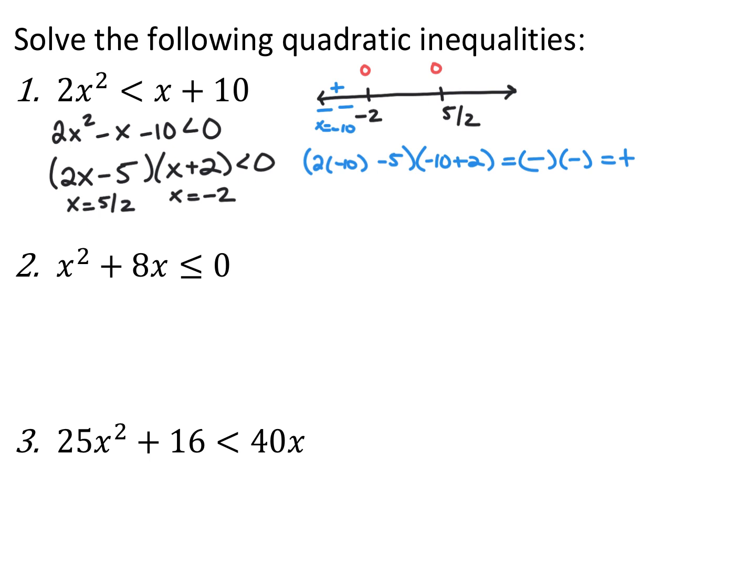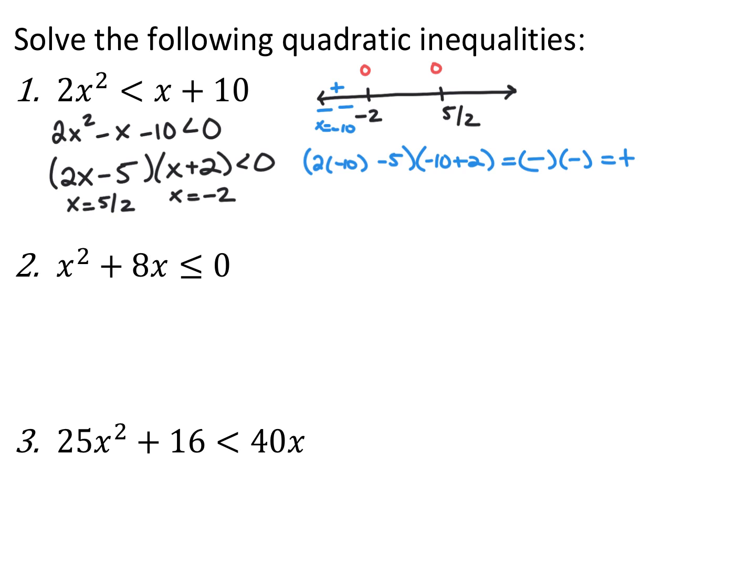So I picked negative 10, so if I plug in negative 10 to the factored form here, I get 2 times negative 10 minus 5, which is going to be a negative number, and I get negative 10 plus 2, which is also going to be a negative number. So I have a negative times a negative, which means I end up with a positive number for all y values for x is less than negative 2.